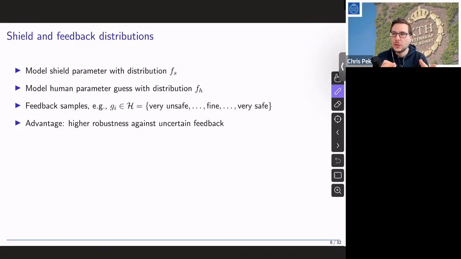So when we have two distributions, it corresponds to some kind of smoothing process. And the advantage is higher robustness against uncertain feedback. So just to recap, we have one distribution that models the human. The human gives us feedback, we update that distribution, and with this distribution, we update the real shield parameter distribution. And because we have one distribution in between, it is not jumping so much when we have uncertain feedback. You will see that in some slides.